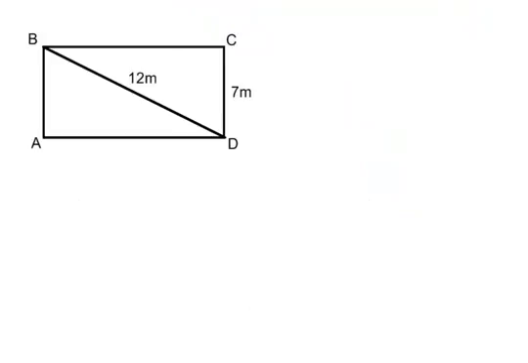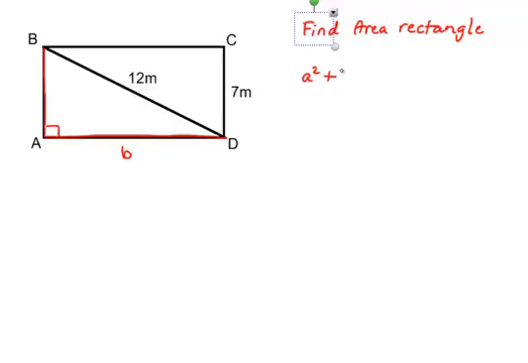Okay, here the example is we want to find the area of the rectangle. So before we can find the area of a rectangle, we need to find my base. So we have a right triangle. Our height is 7, so we've got a squared plus b squared equals c squared. So this is 7, so we have 7 squared. We don't know our base, which is b squared. We know our hypotenuse is 12 squared.